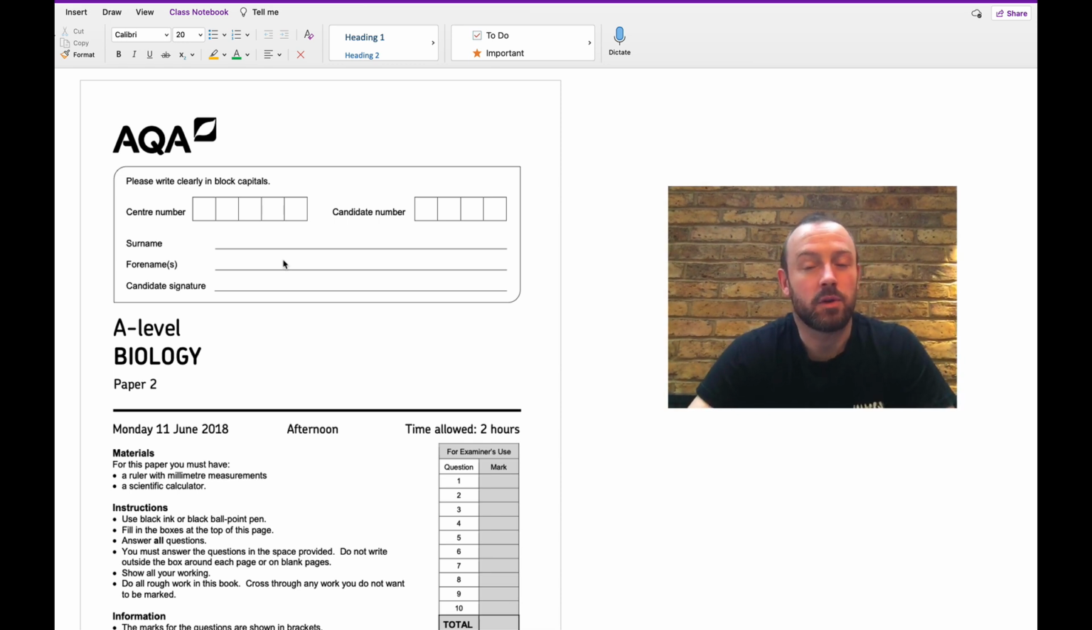So I haven't looked at this paper yet. I'm going to do it with you live. I'm going to talk through my thought processes and then mark it. This is a good thing for you to be doing in the final run-up to your exams. It helps you understand the thought process that you need to go through when you're doing a paper.